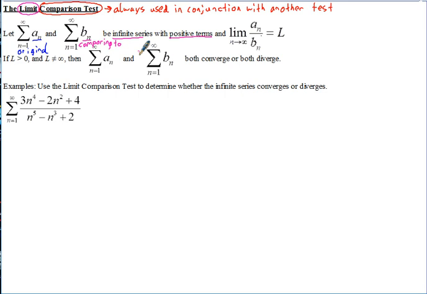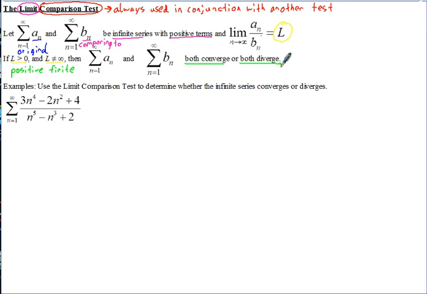So if we find the limit as n approaches infinity of the ratio of those two formulas, and we get some limit L, if that limit is greater than 0, in other words positive, and it's not positive infinity, what that's basically saying is that it's a positive finite limit, so non-infinite is finite. If you get some positive number that's not infinity, then what that tells you is these two series either both converge or both diverge. They have to do the same thing.